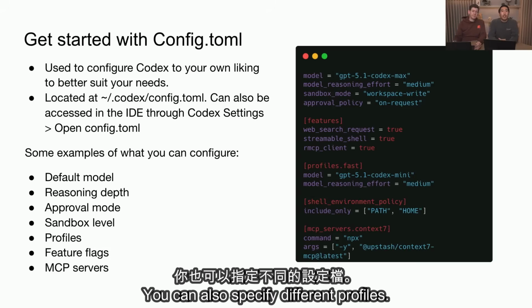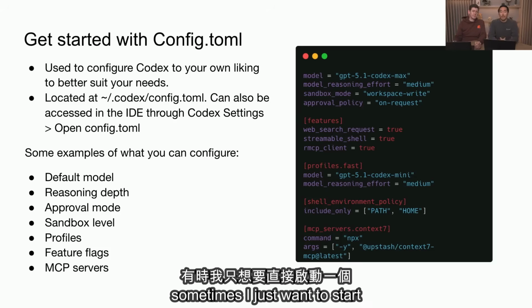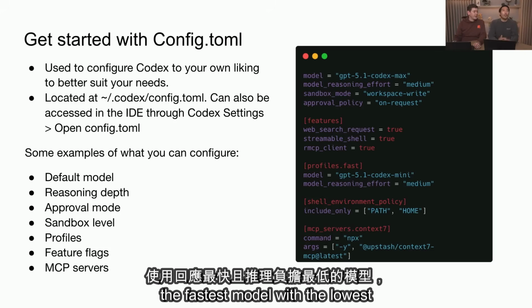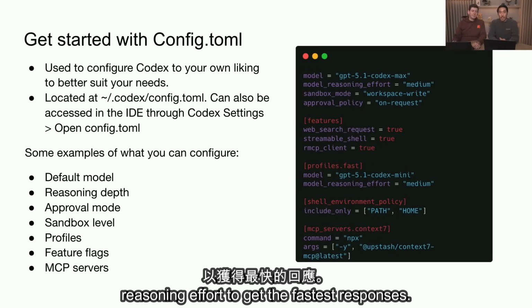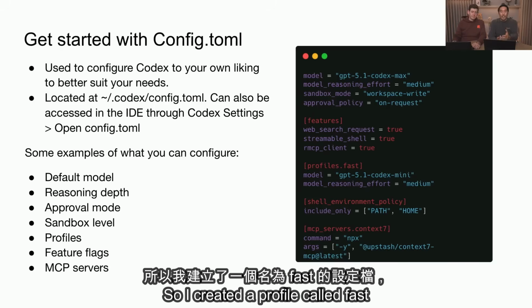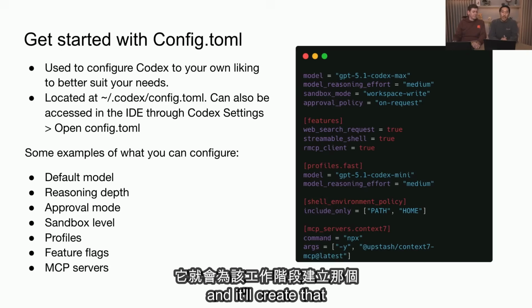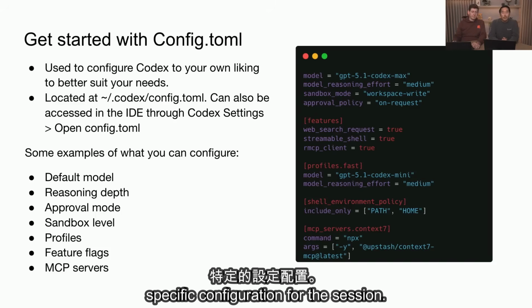You can also specify different profiles. So for example, sometimes I just want to start a Codex session that defaults to the fastest model with the lowest reasoning effort to get the fastest responses. So I created a profile called fast. So I can just do codex -p fast, and it'll create that specific configuration for the session.